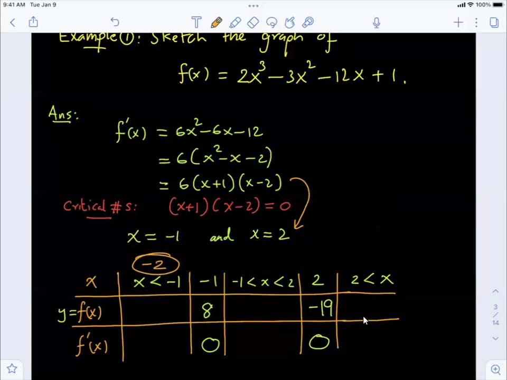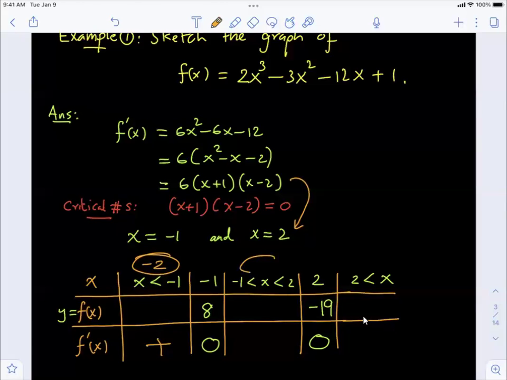Now pretend we use this expression, the form of that derivative. When you plug in x equals -2, what do you get? Is it a positive value or a negative value? 6 times (x plus 1) will turn out to be negative, and (x minus 2) will turn out to be negative. So multiply two negatives and you will end up getting a positive.